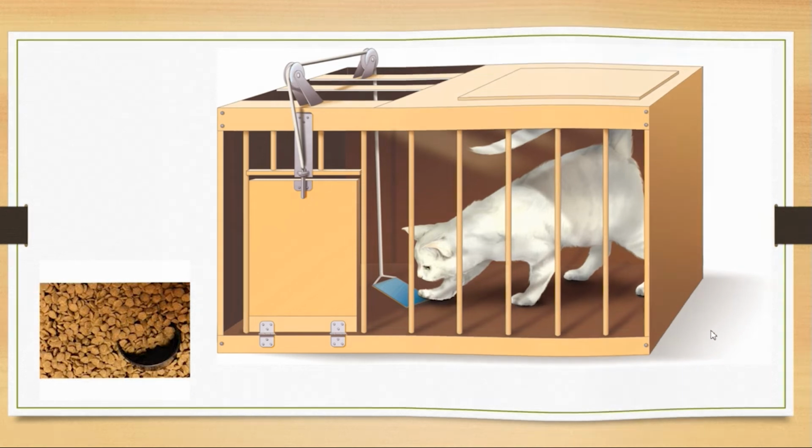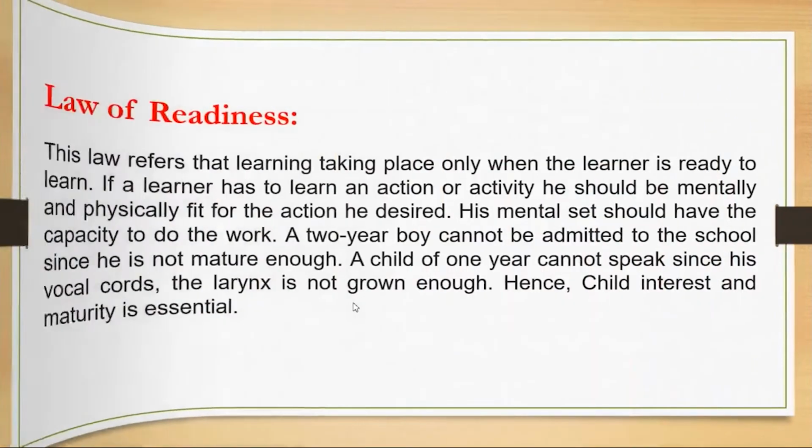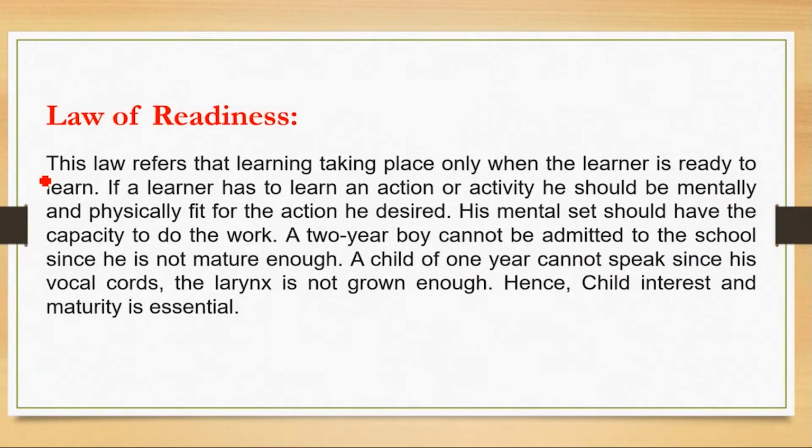So next we move forward to understand the laws of learning that Thorndike could frame based on the experiment he performed. So trial and error theory has 3 laws, and those 3 laws are law of readiness, law of effect, and law of exercise. Now let's see each one of them specifically and separately. First we have law of readiness.